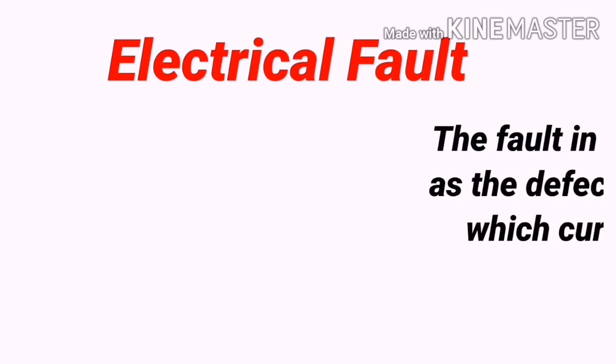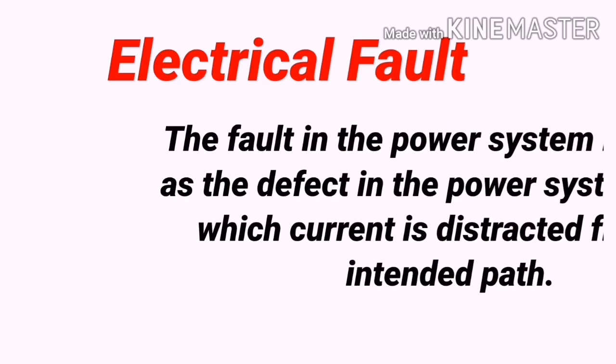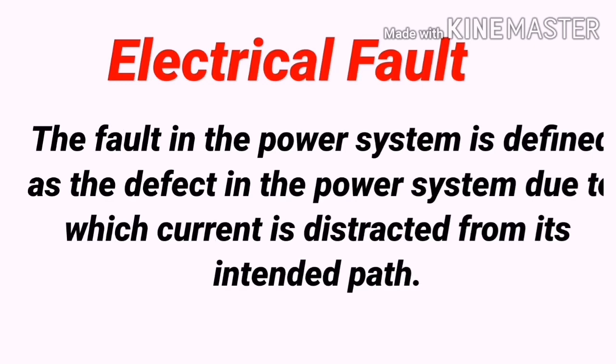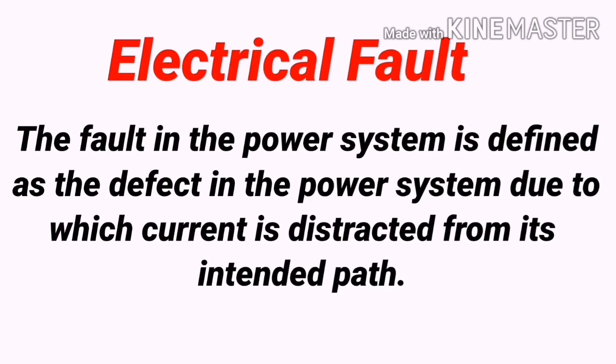Electrical fault. What is the definition of electrical fault? The fault in the power system is defined as the defect in the power system due to which current is diverted from its intended path.